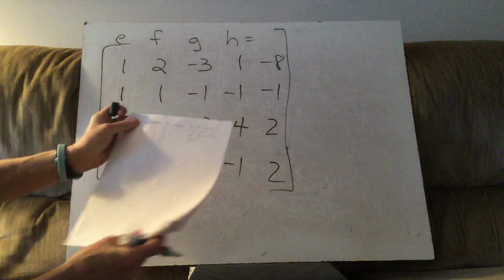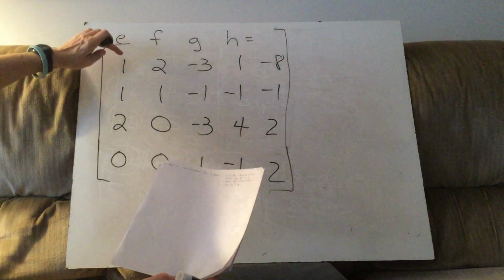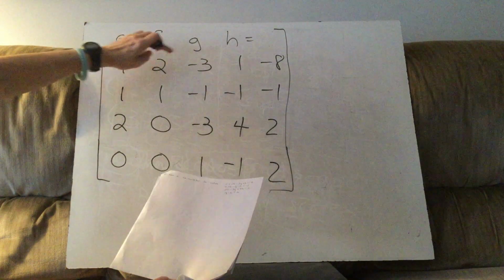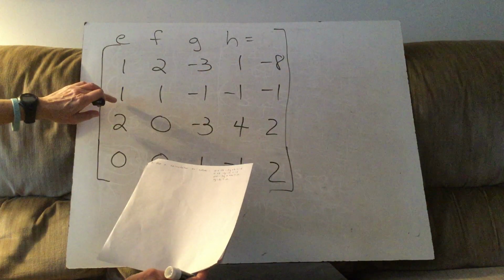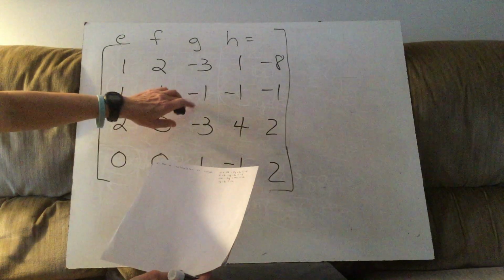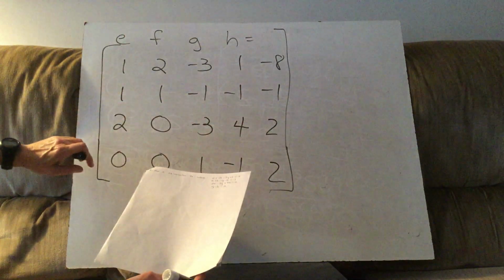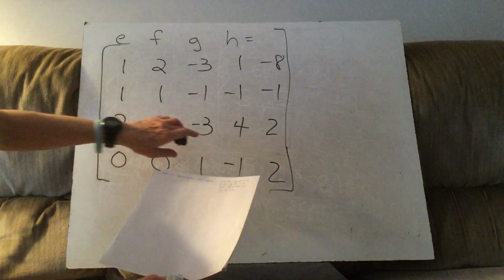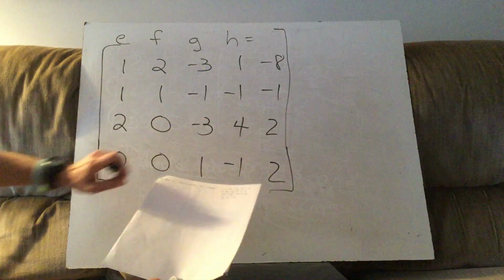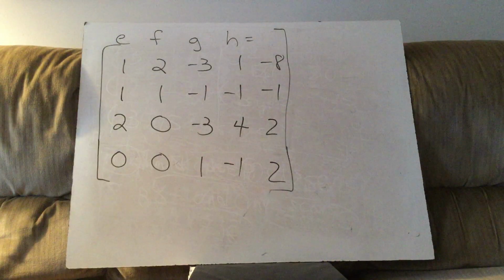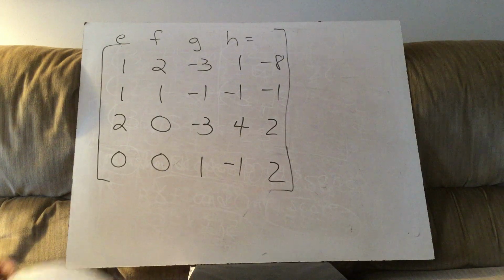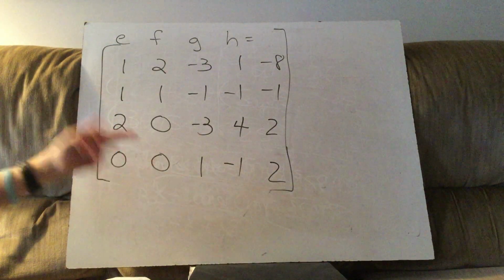So again, if you're looking at your equations, you have E plus 2F minus 3G plus H equals negative 8. E plus F minus G minus H equals negative 1. 2E minus 3G plus 4H equals 2. And G minus H equals 2. Remember, if a letter is missing in your matrix, you have to put in a 0. So the bottom equation has no E's or F's.